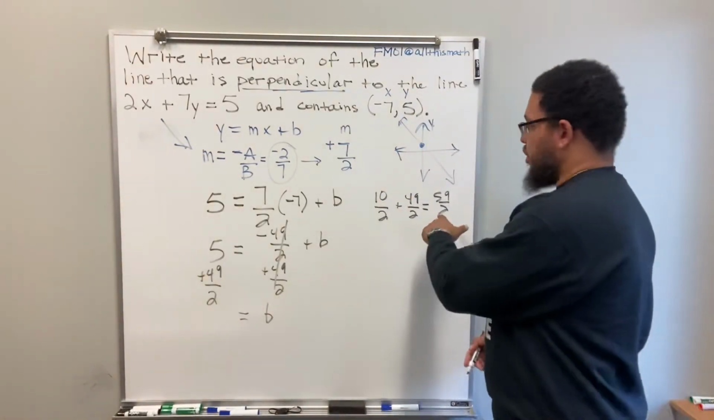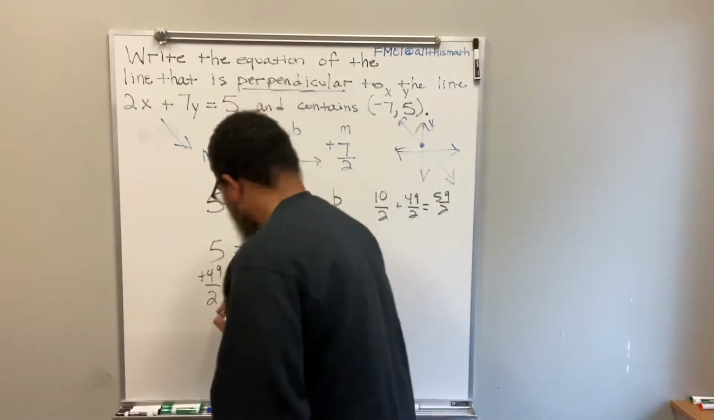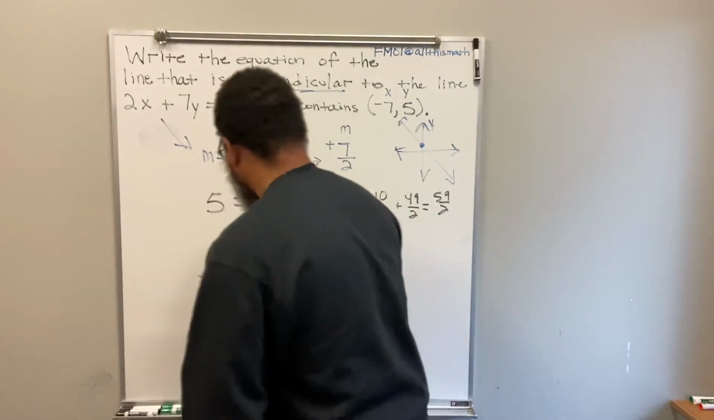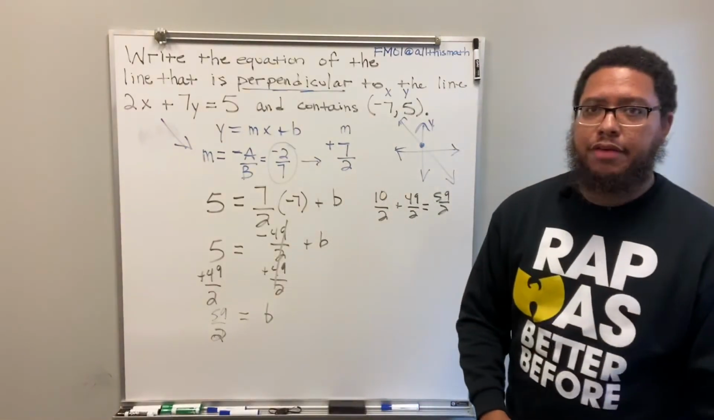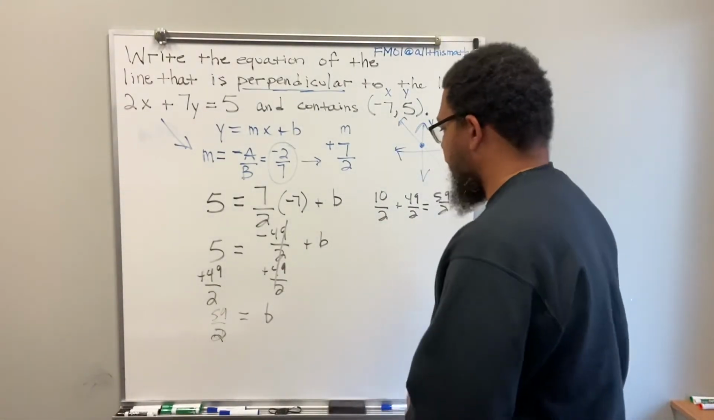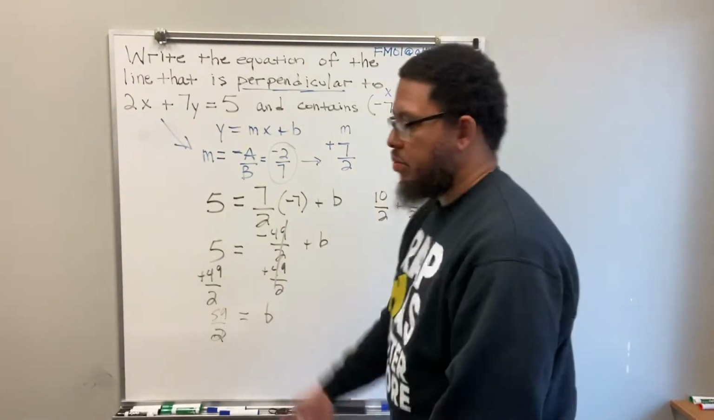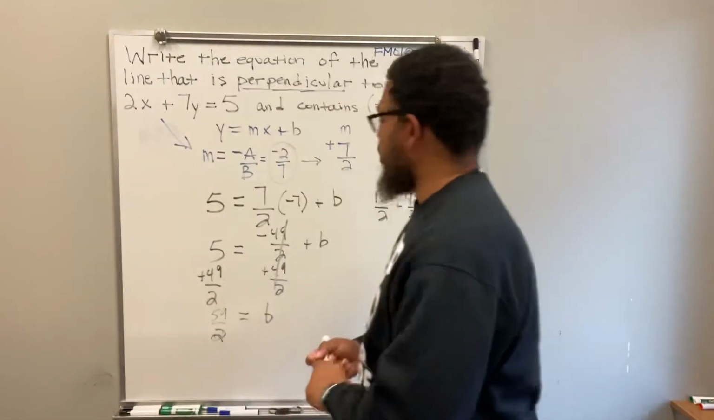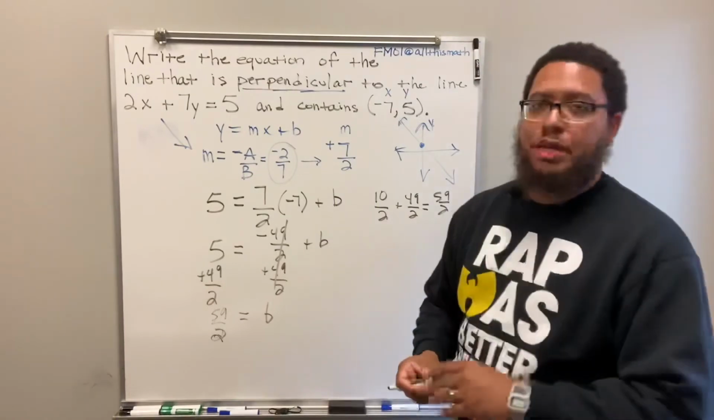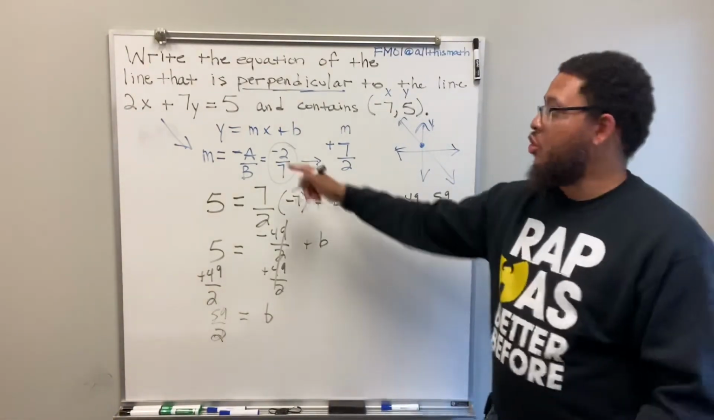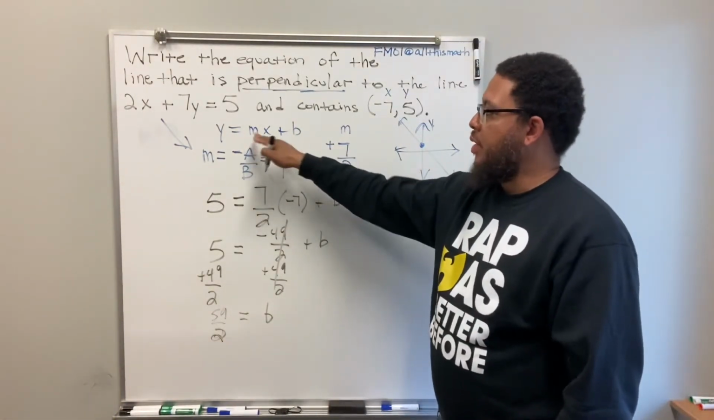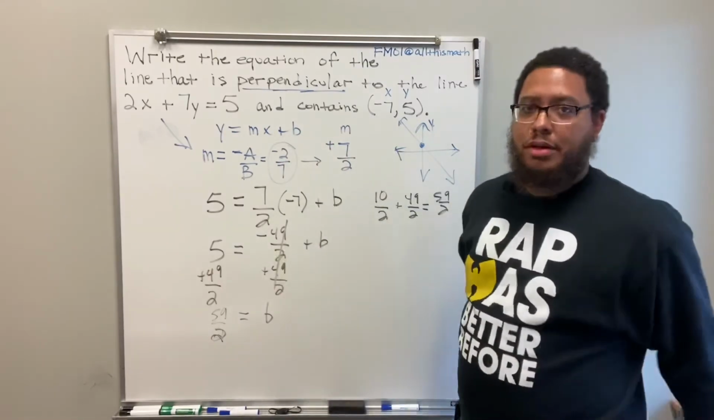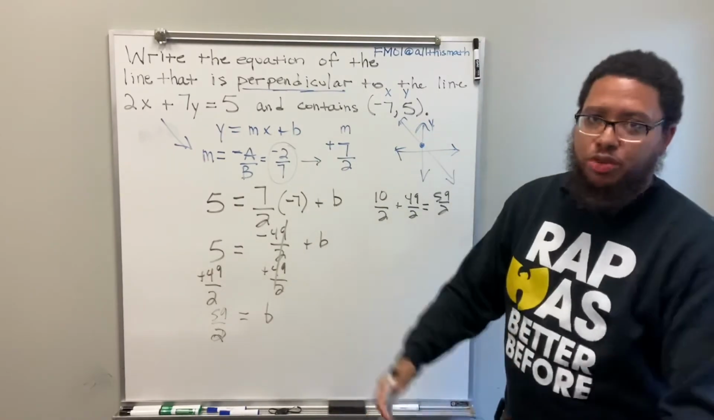So now this means that 59 halves is equal to B. Now that I know what B is, because I need 2 pieces of information to write my equation in slope-intercept form. I need a slope and I need an intercept. That's why it's called the slope-intercept form. Everything in math makes sense. I promise you.